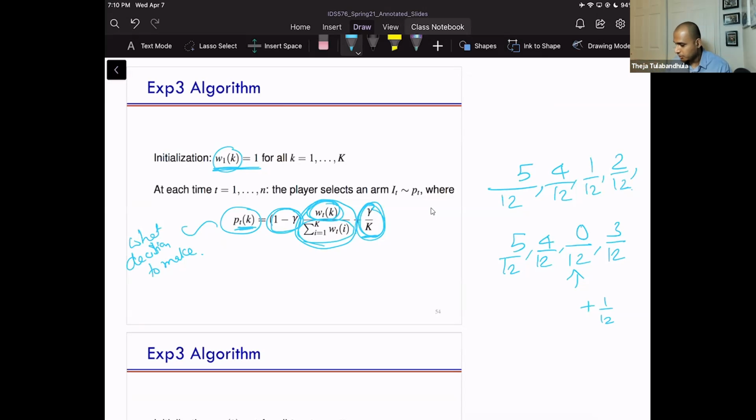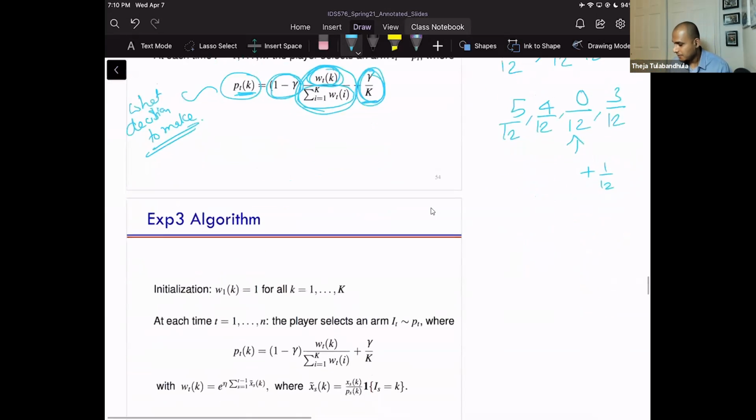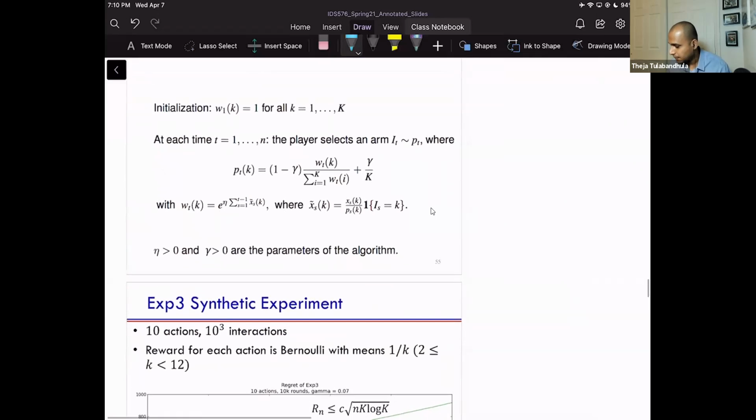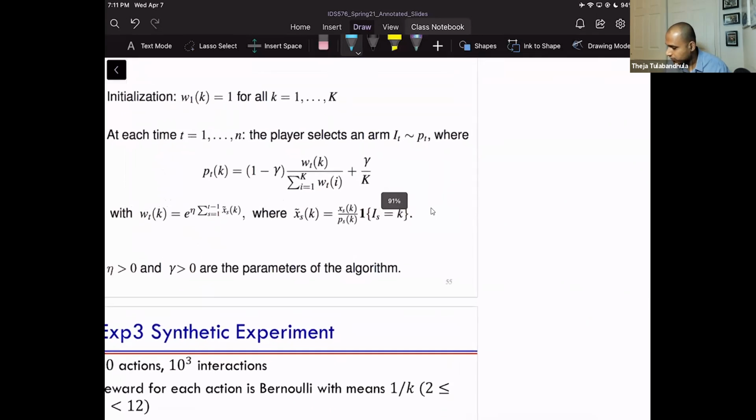For example, you decided to make decision number 1, so you try action number 1. If you tried action number 1 and something happened because of that, maybe you made 100 sales or 50 sales or whatever it is, then that has to be reflected in an updated W. And the intuition is that if I get a higher reward for action 1, then W1 should increase. So that's exactly captured in this update idea.